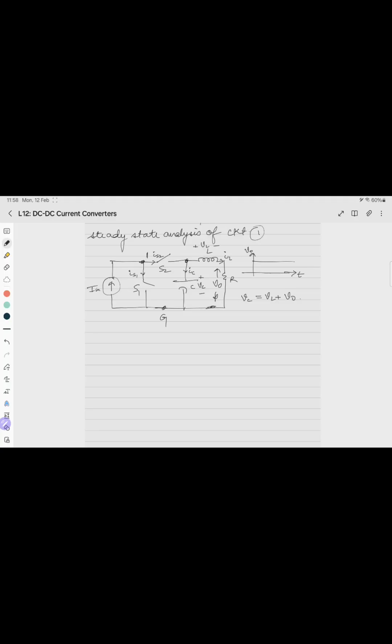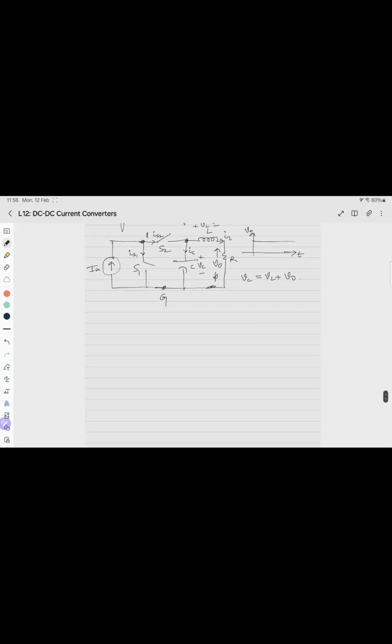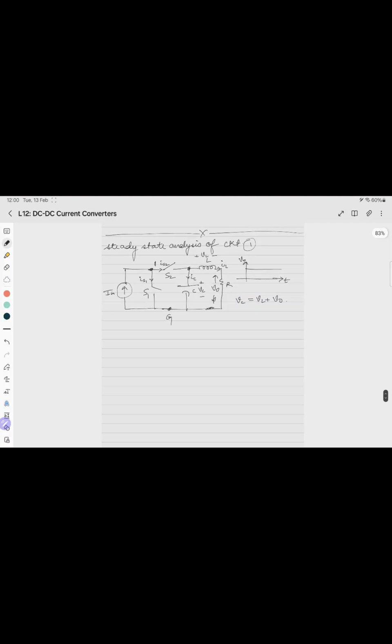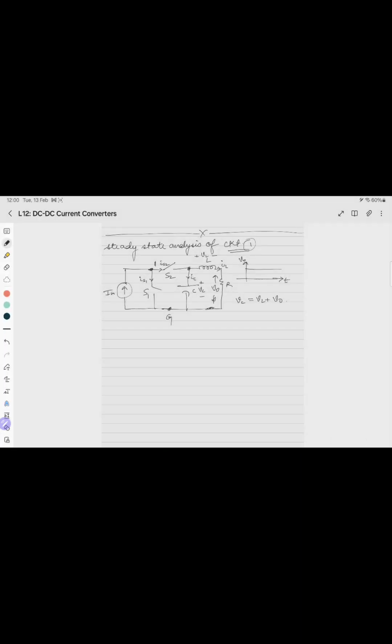This will be the KVL. Similarly, we'll now do the analysis of the steady state waveforms of this DC-DC current converter which is described in this circuit 1. So this is the assumption that the voltage is constant. Voltage across the load should be constant. So the current can be pulsating.